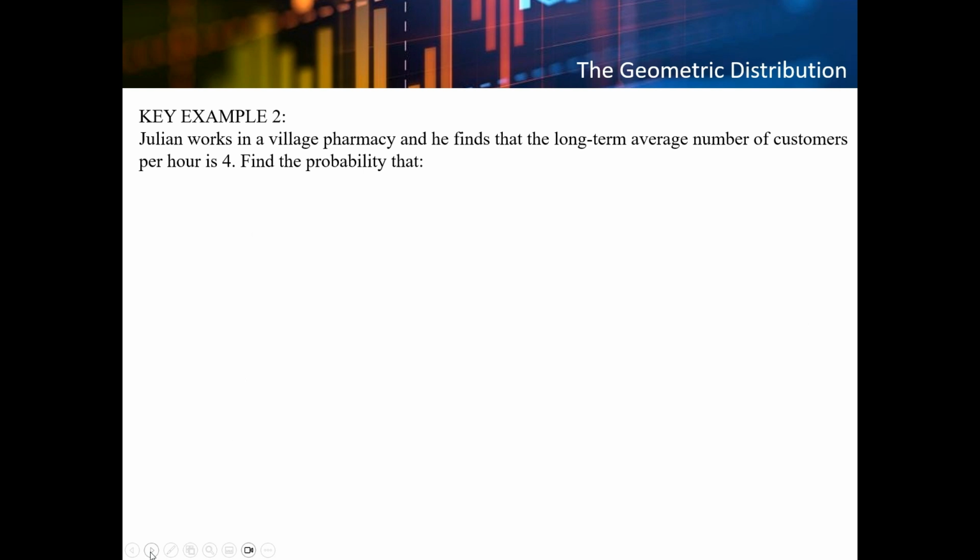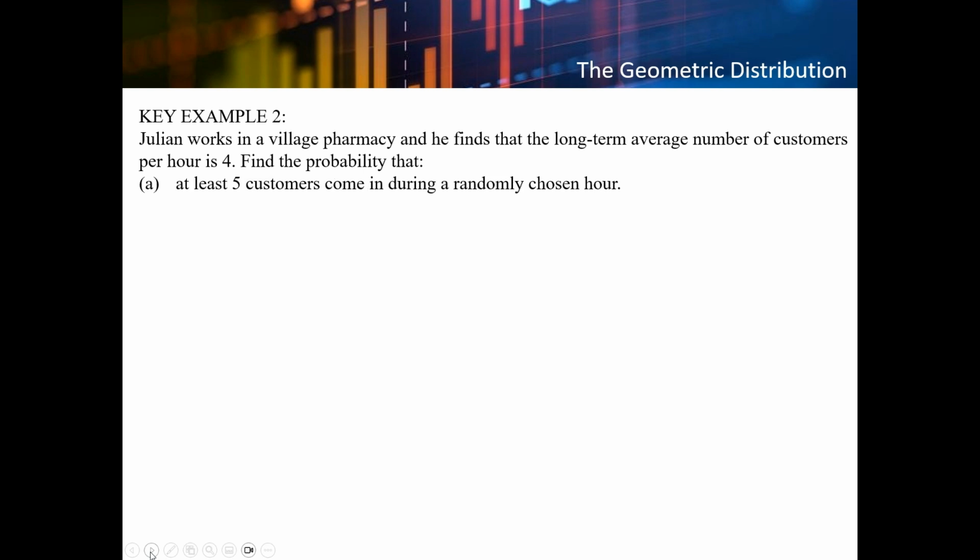So Julian's working in a village pharmacy, and he finds that the long-term average number of customers per hour is 4. That doesn't immediately feel like a geometric distribution. In fact, it should be telling you it's not a geometric distribution. Running through your other distributions that you should know by now, the long-term average number of customers, 4 per hour, feels an awful lot like a Poisson distribution. So it's worth noting that these things come into questions with each other. They're not going to necessarily appear in isolation.